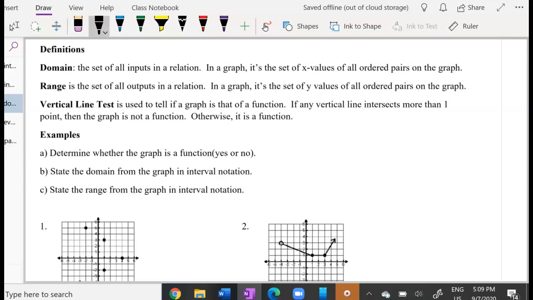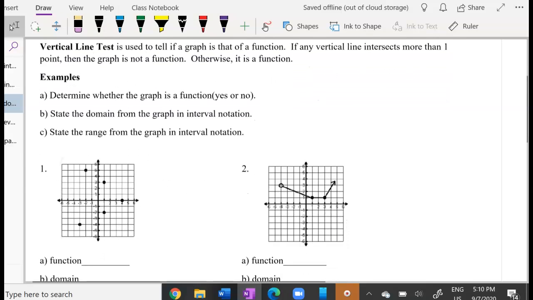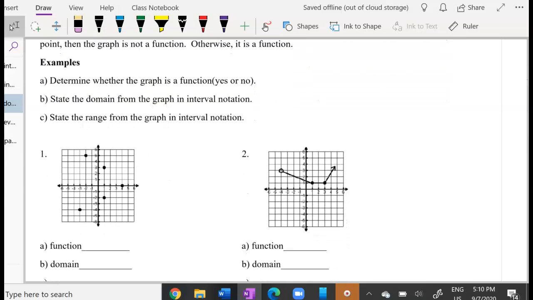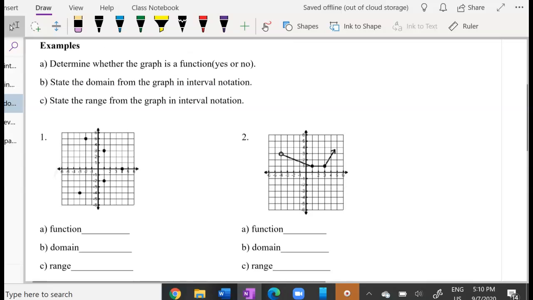So the domain is all the inputs in a relation. It's the x values in ordered pairs. The range is the outputs, or the y values in ordered pairs. And the vertical line test is a test to decide whether or not a graph is a function. The idea is that if any vertical line can cross or intersect more than one point, then it's not a function, because that means one input corresponds with two outputs. So we're just going to do these three examples: determine whether the graph is a function and state its domain and range.